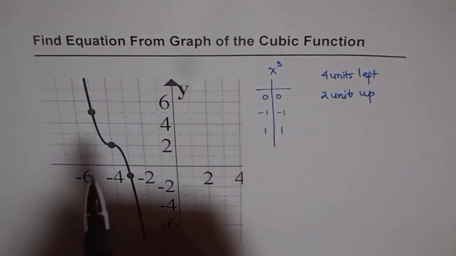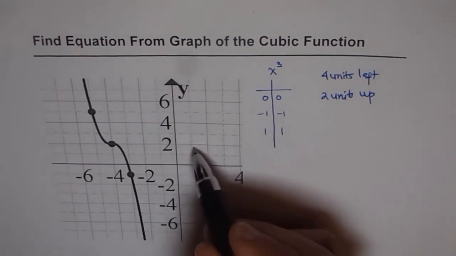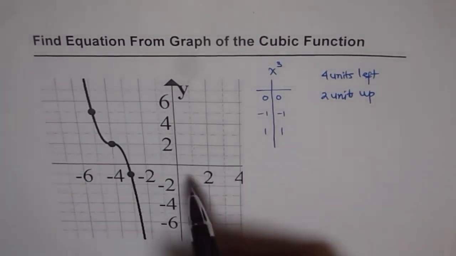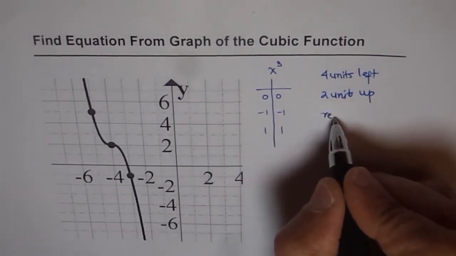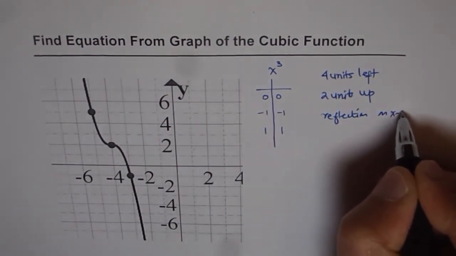You also see that there is a reflection. Since the graph normally goes from quadrant 3 to 1, this is from quadrant 2 to 1. So we have a reflection on x-axis, right?